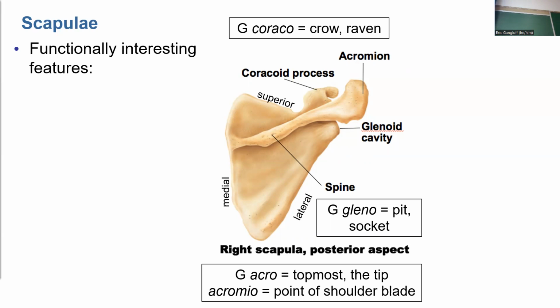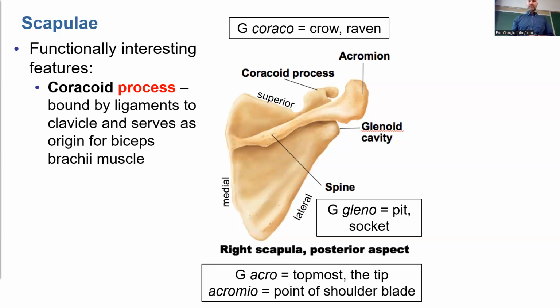Remember, the acromion is the site where the clavicle articulates. So that's the acromioclavicular joint. The clavicle comes and articulates with the acromion kind of right here. The coracoid process, we'll talk about more in a second. That's the site of attachments for some ligaments. So that's what it looks like from the posterior.